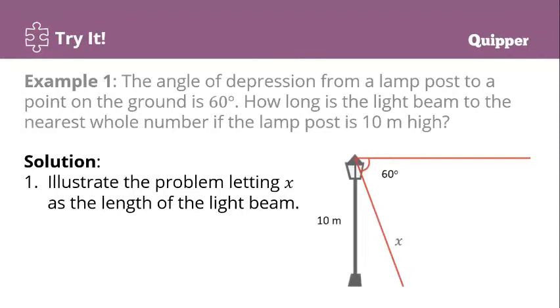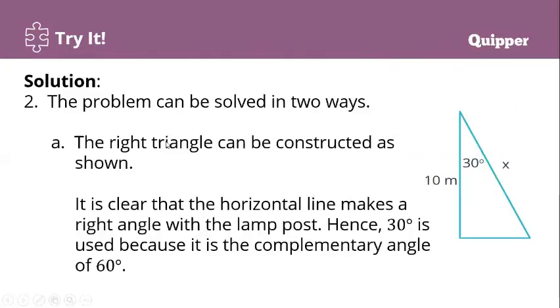Let's have the step-by-step solution. First is to illustrate the problem, letting x be the length of the light beam. We have here the angle of depression, and we're looking for the length of the light beam. Just observe the illustration. The problem can be solved in two ways. One, the right triangle can be constructed as shown. It is clear that the horizontal line makes a right angle with the lamppost, hence 30 degrees is used because it is the complementary angle of 60 degrees.